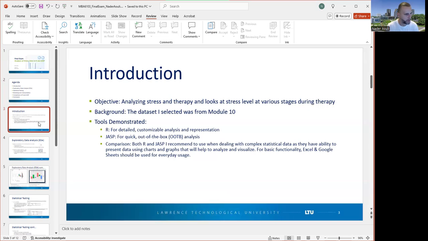R, this is used for detailed, customizable analysis and representation. For JASP, this is used for quick, out-of-the-box analysis. In comparison, both R and JASP I do recommend to use when dealing with complex statistical data, as they have the ability to present data using charts and graphs that will help us analyze and visualize. For basic functionality, Excel and Google Sheets should be used for everyday usage.